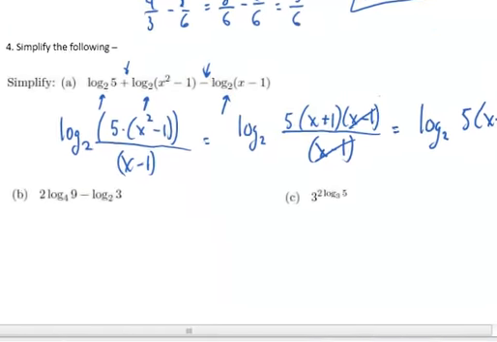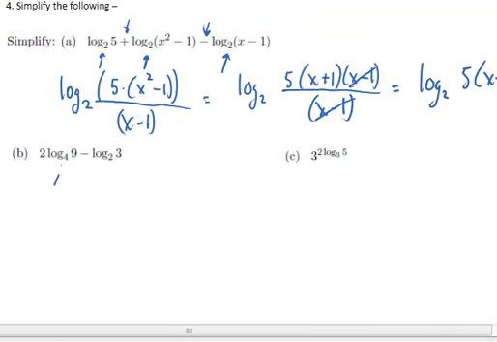On the next one, I notice that this is log base 4 and this is log base 2. That is not going to work out too well for me. I can't really simplify that. So I think this is as simplified as it can get.